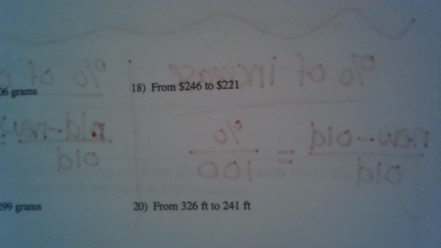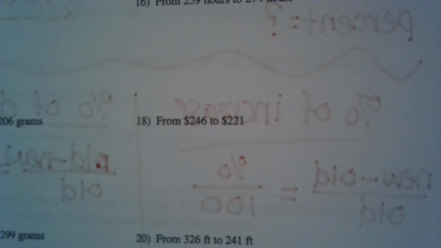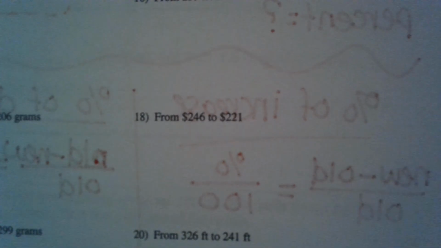So we're going to work number 18. Number 18 is saying we're going to find the percent of increase or decrease. So for 18, I'm going from $246 to $221. All right, well, first things first, let me set up my proportion.